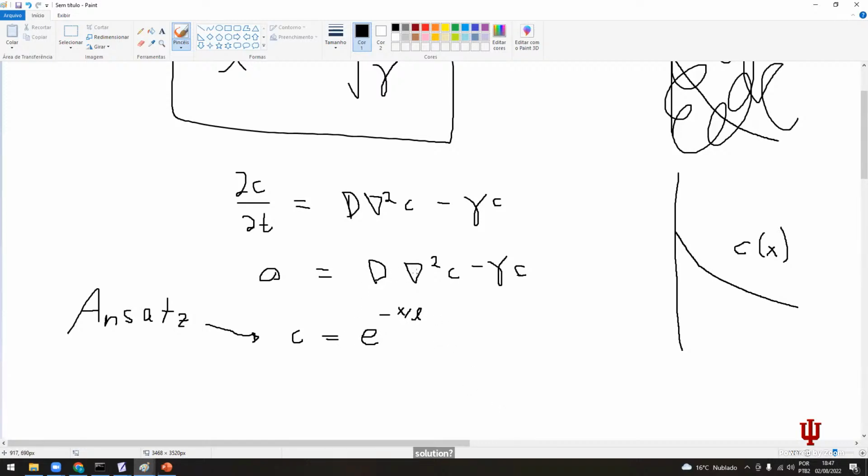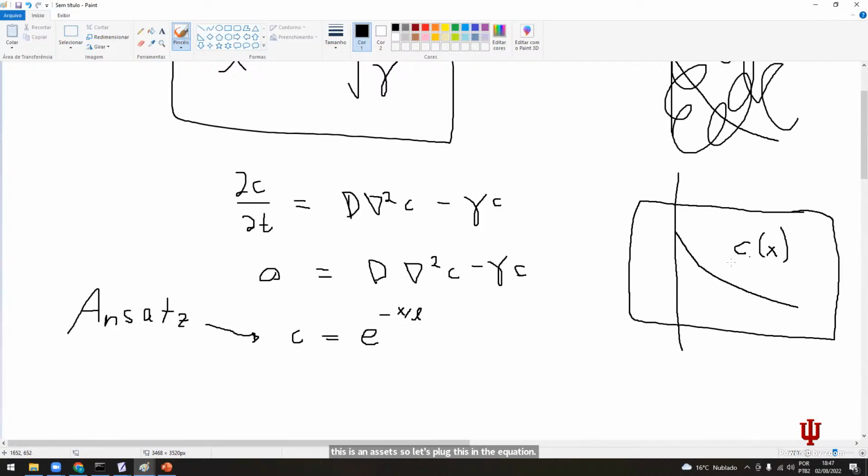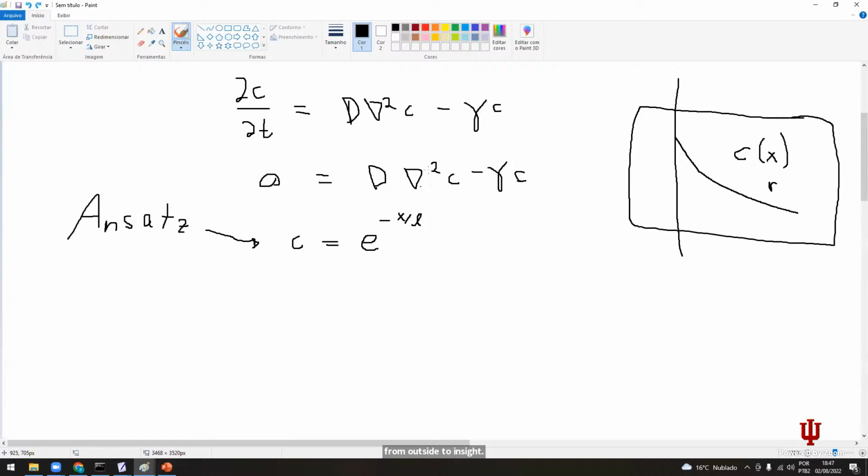Okay, this is an ansatz. So let's plug this into the equation. I also limited this to a one-dimensional situation, or you could think of this as a blob of cells, and instead of x, you were talking about r, the radius, okay? From outside to inside. So when we plug this ansatz into the equation, you will differentiate 2 times in relation to the spatial coordinate here, and you will get 1 over L squared e to the minus x over L times D. So this becomes this.